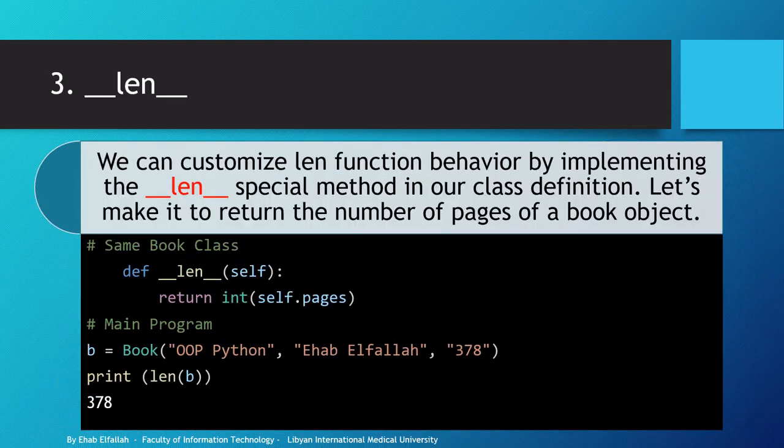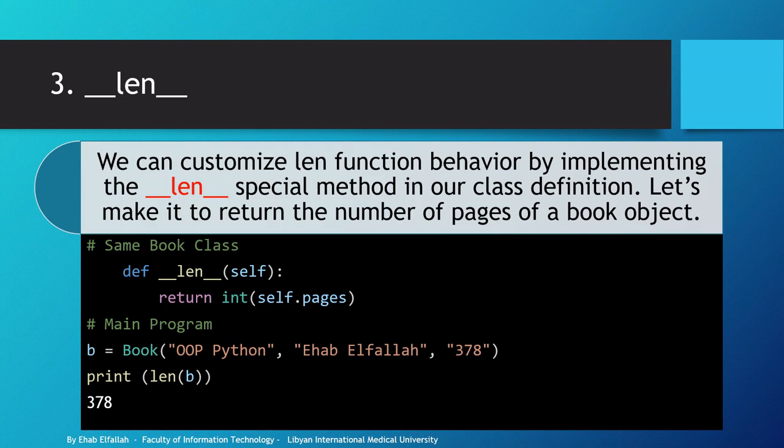The third special method is __len__, and we can customize the len function's behavior by implementing the len special method. Usually we have a function called len, and we can use this function with a list, tuple, or string. If we take the len of a list, it will return the length of the list.